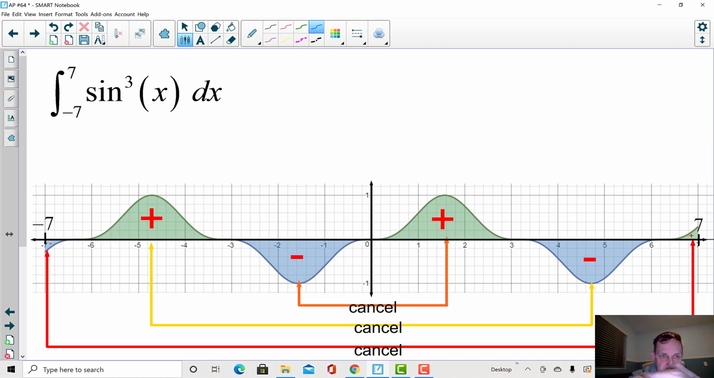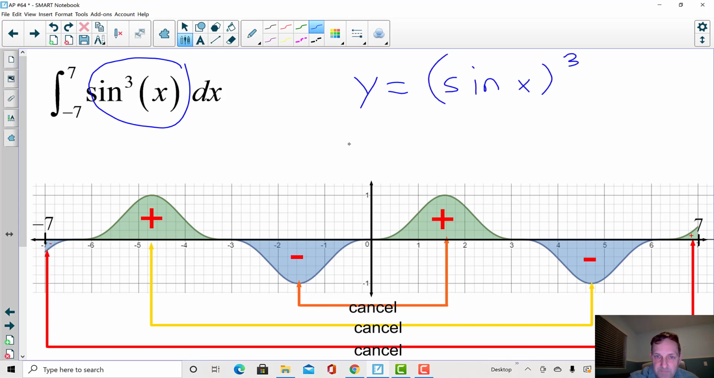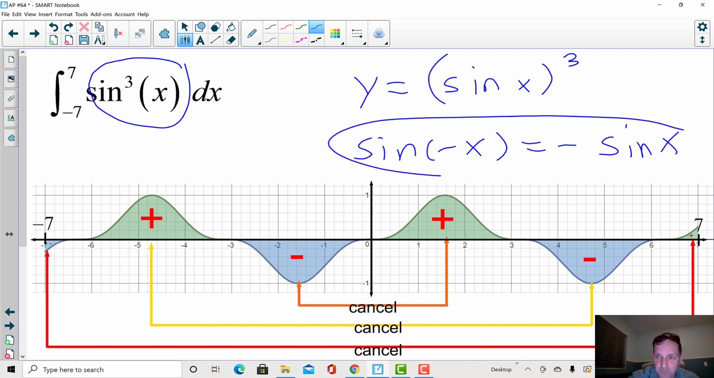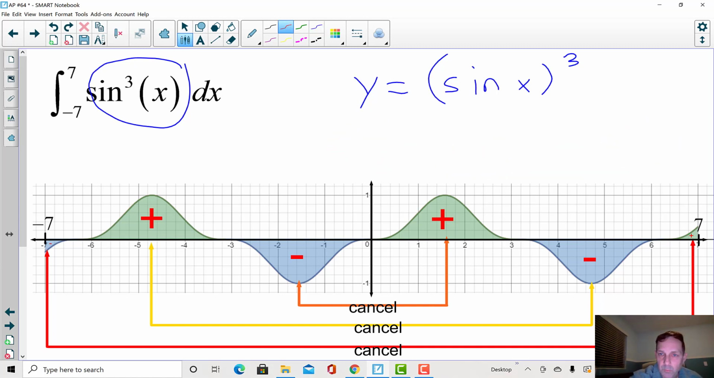Okay, for this example, we're going to look at this odd function. This is y is equal to sine of x to the third. We do have a special rule that says sine of negative x is equal to negative sine of x. And we're going to use that rule in a second here. We do want to see if this is an odd function, so we're going to plug in a negative x and see what we get.